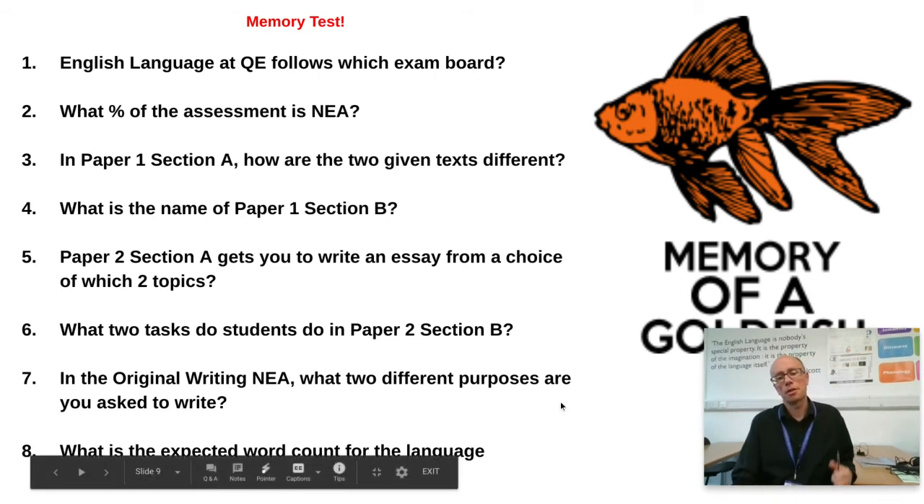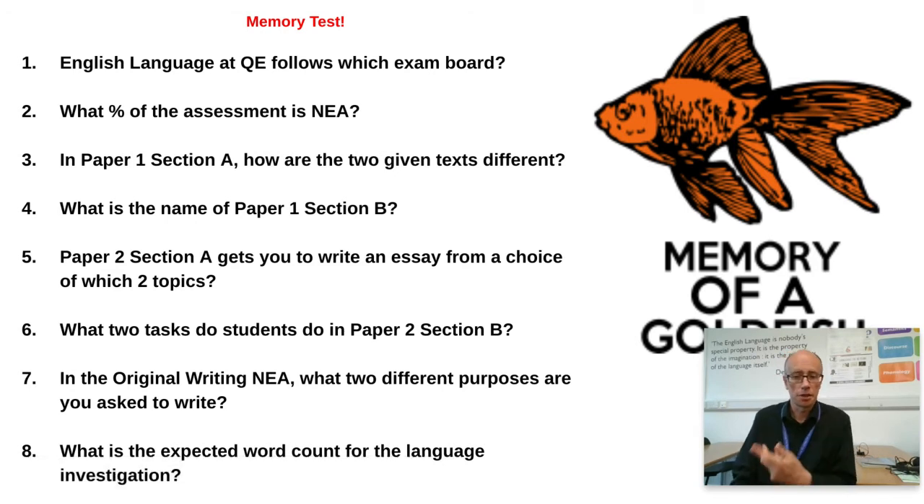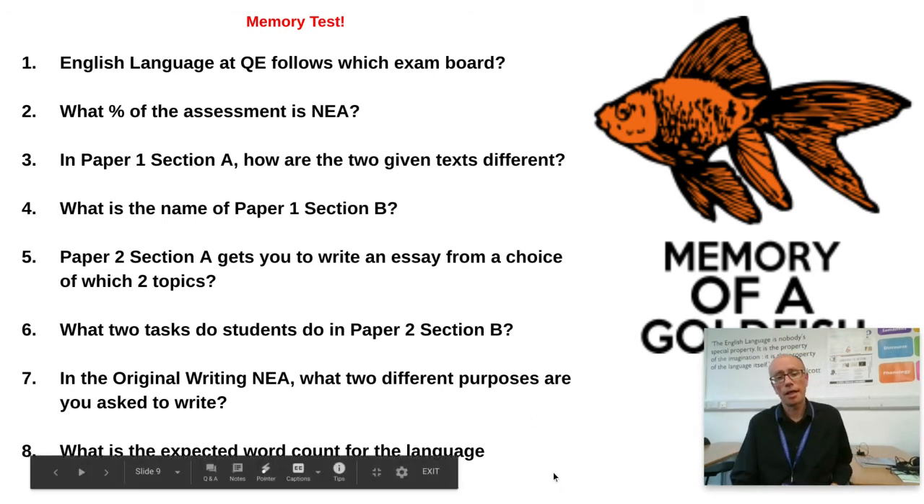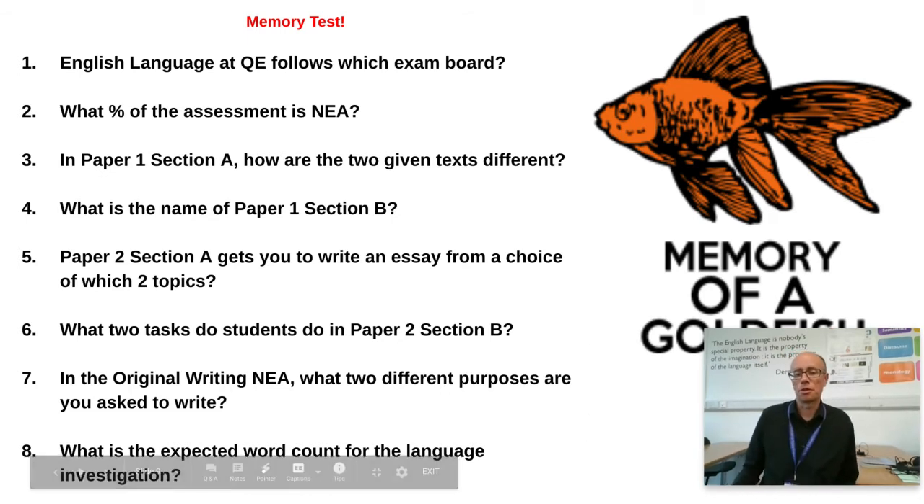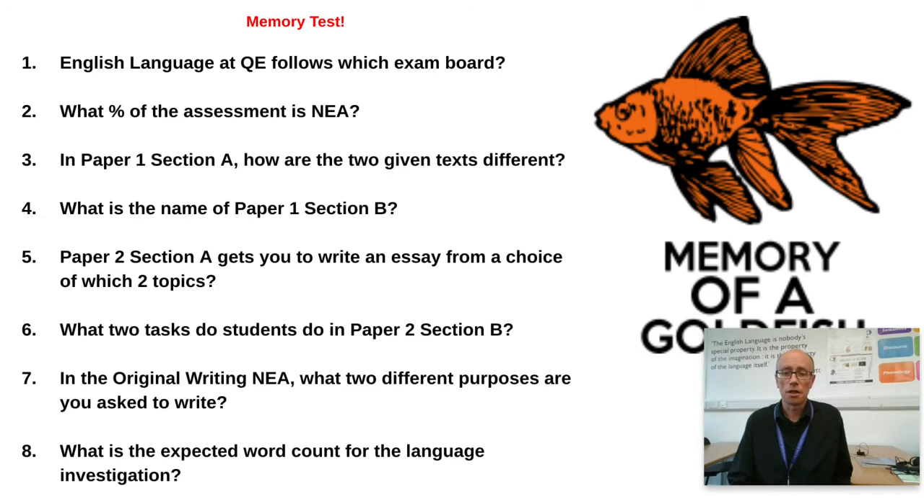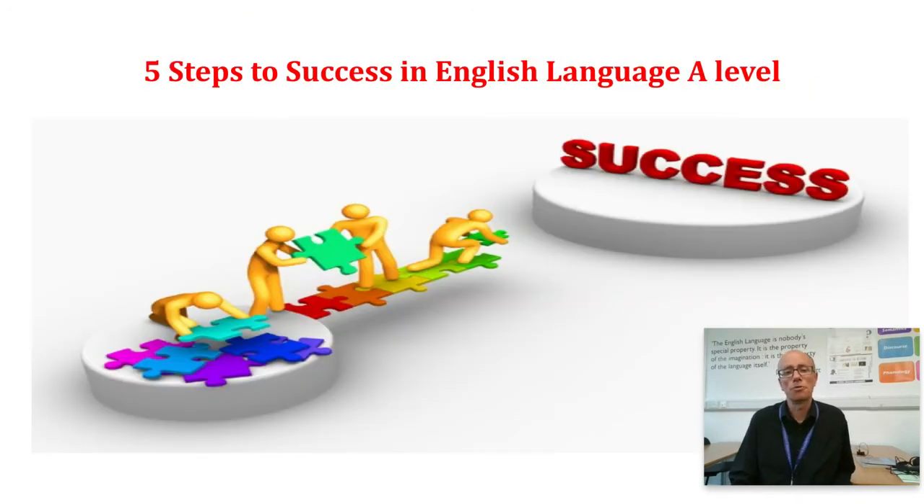2 different purposes: writing to entertain, because you're writing a short story, and writing to persuade, because you're doing a piece of journalism. And then last, but by no means least, 2,000 words is the word count for the language investigation. How did you do, I wonder? Okay, let's move on. 5 steps to success in English language A-level.